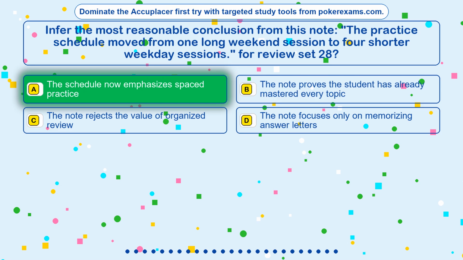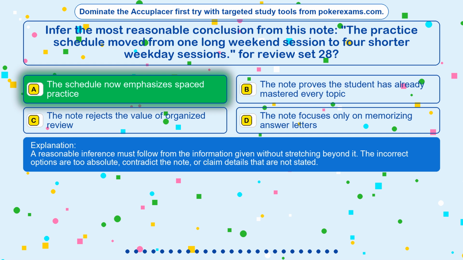The correct answer is option A. The schedule now emphasizes spaced practice. A reasonable inference must follow from the information given without stretching beyond it. The incorrect options are too absolute, contradict the note, or claim details that are not stated.